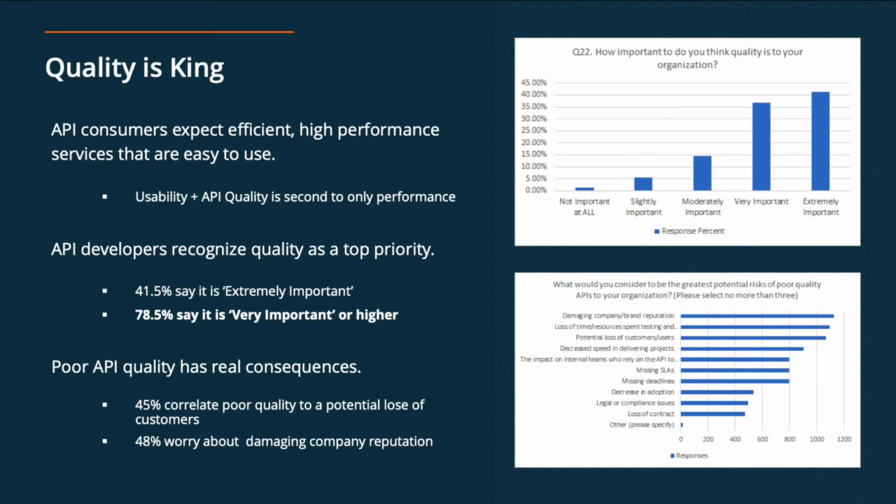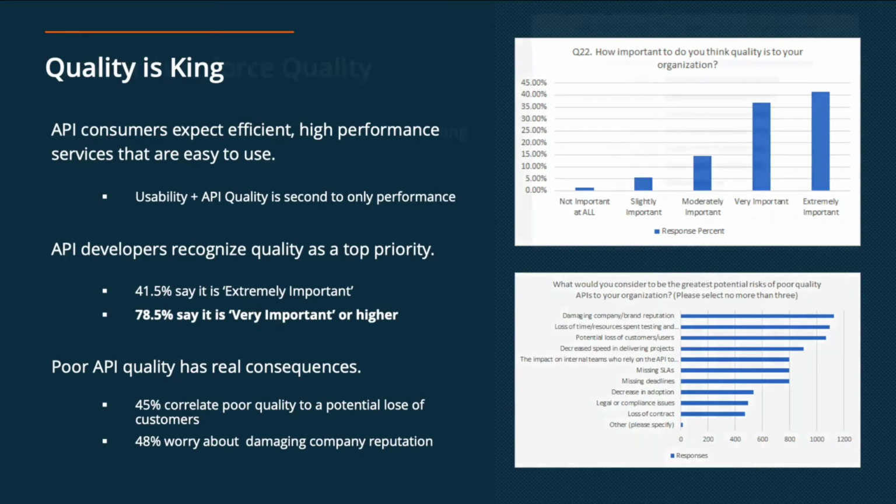So some of the other costs that respondents selected were loss of time and resources dedicated to testing and fixing a subpar API, and decreased speed in being able to actually deliver on projects. So what does quality really mean? So far we've mentioned some characteristics: high performing, easy to use, well documented. But when it comes to the reality of it, how does your team actually track quality?